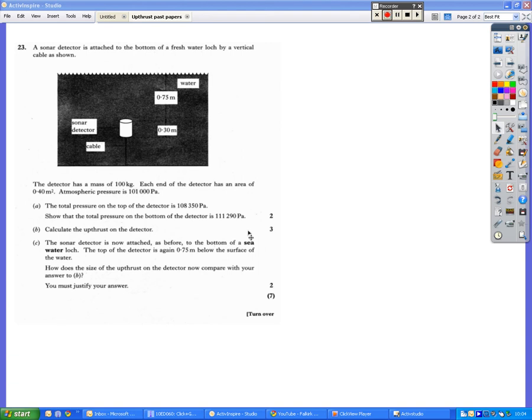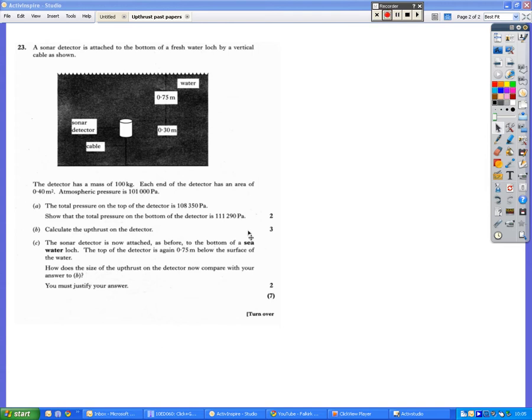So this is a 2000 paper question 23 on pressure and upthrust. A sonar detector is attached to the bottom of a freshwater log. So it's a freshwater log, so that immediately tells you what the density is. The density you would get from the data sheet at the front of the booklet. You wouldn't be expected to remember it, but it's going to be 1000 kilograms per meter cube.